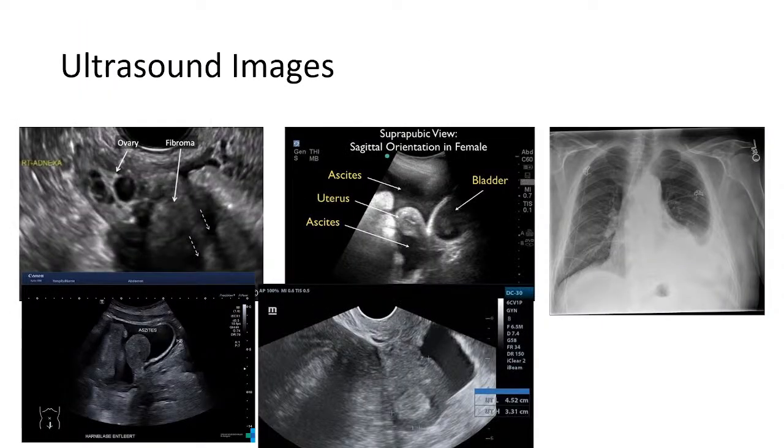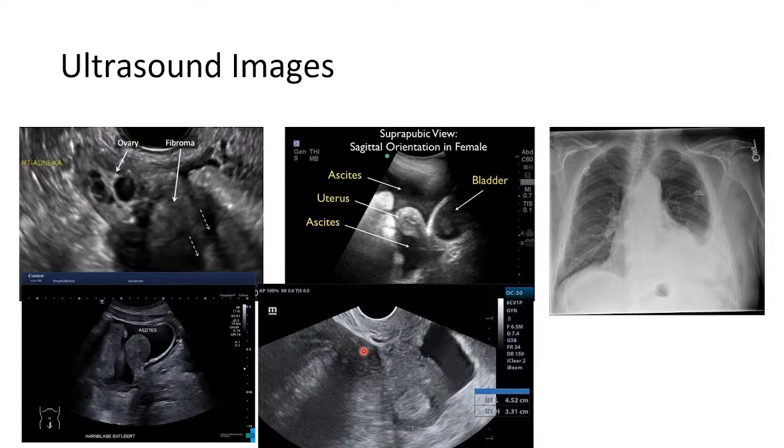So these are ultrasound images for the case in question. We have got an ovary here, then we've got a tumor here, there is a mass there, there is a fibroma here in the ovary, and you can see here there is ascites around the uterus. That's the bladder there. There is ascites there, that's the uterus and the ascites. You can see that the uterus is floating in ascites. And you can see ascites there. All of that is ascites.